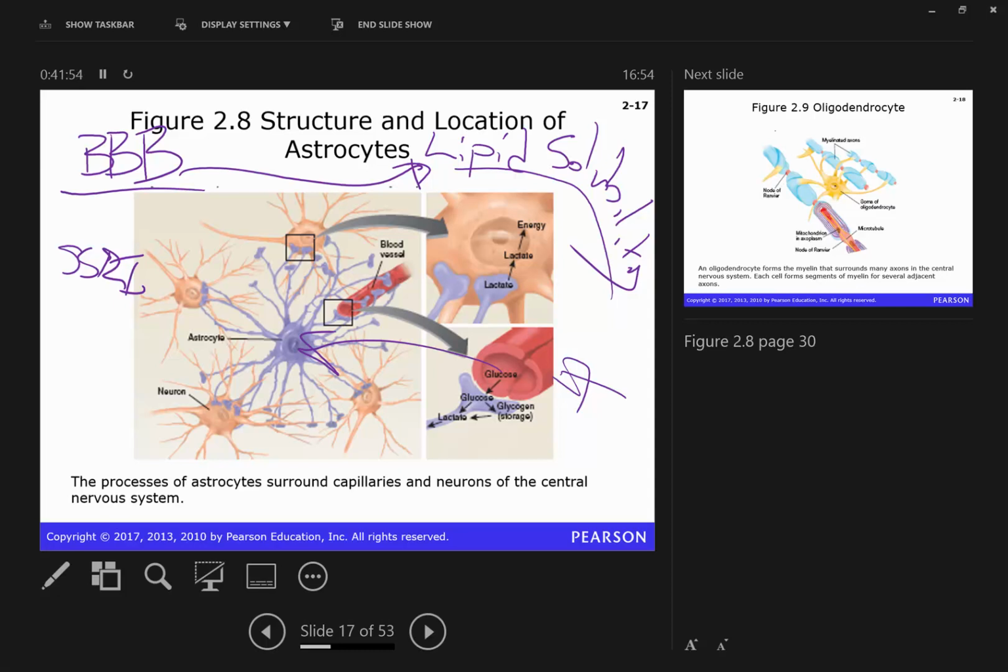Specifically, we said that neurons cannot store their own energy, right? And so one job of these astrocytes is to pull glucose out of the blood supply and then dump that into the neurons themselves, so they can use that glucose.